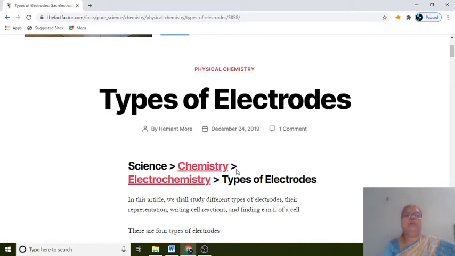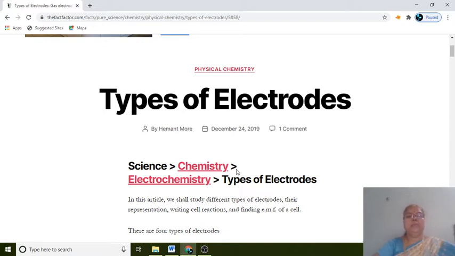Up till now, in electrochemistry, you have studied in detail what is anode, what is cathode, what is the salt bridge, and how anode and cathode are combined with the help of a salt bridge to form an electrochemical cell. Again, in detail, you have studied the Daniell cell.